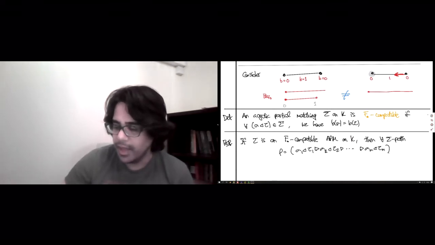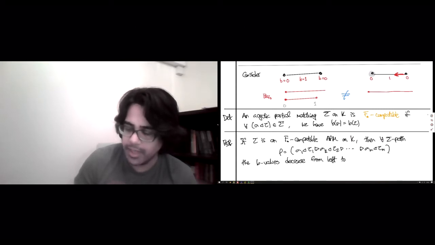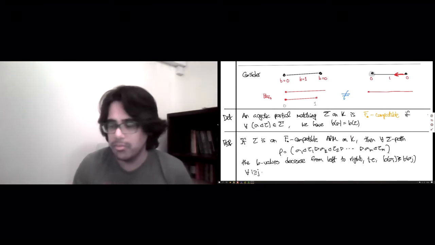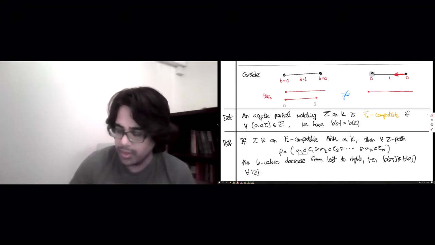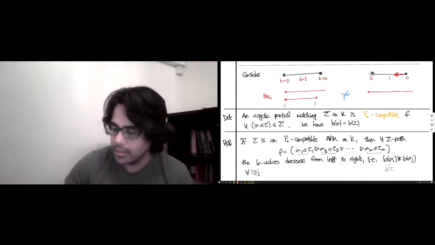Okay. Then anytime you have a sigma path, the B values decrease from left to right. So another way of saying this is, I guess, B of sigma I is bigger than or equal to B of sigma j for all I bigger than j. And remember, because these backward pointing things always are elements of sigma, it's enough to tell you what happens to the sigma births, because the birth of the tau I is going to be the same as the birth of the corresponding sigma by compatibility.